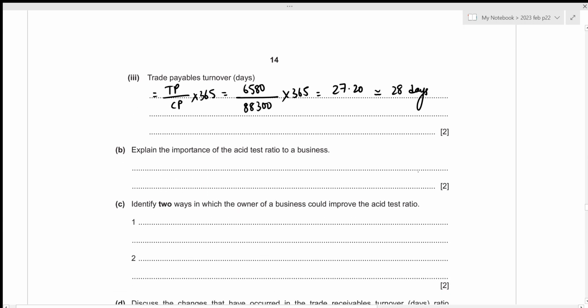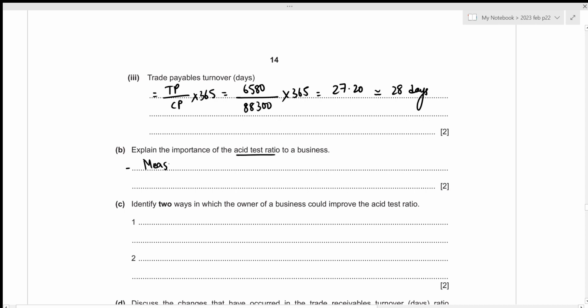Now for the second part, we need to explain the importance of the acid test ratio to a business. So acid test ratio basically compares our current assets to the current liabilities, which means that it helps measure a business's ability to pay its liabilities as well as running costs, but in the short term, since we're only comparing the current values, right? But since this also excludes inventories, this will be the ability to pay those running costs in the short term without liquidating its inventory. Let's write it down.